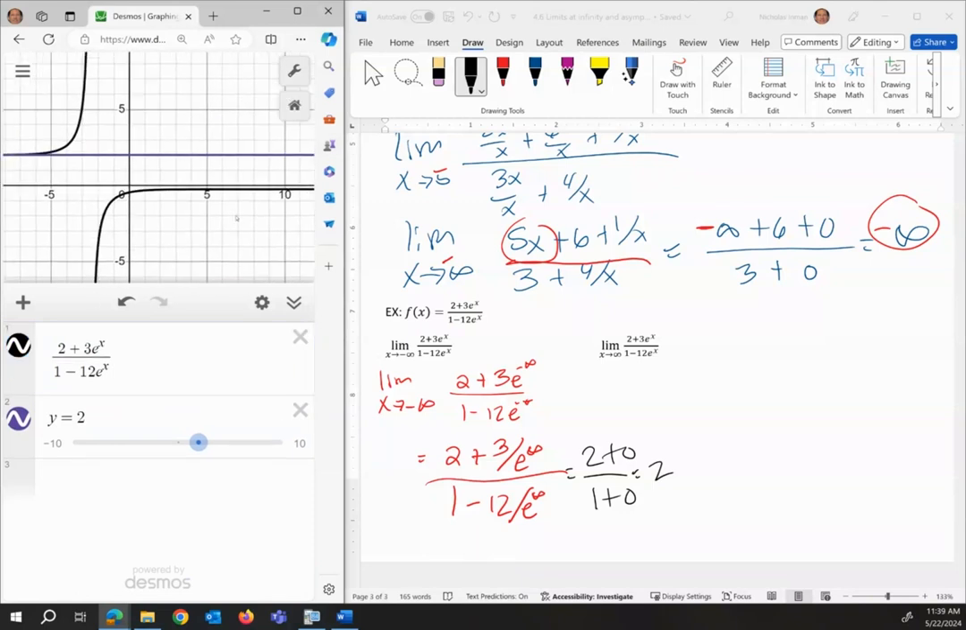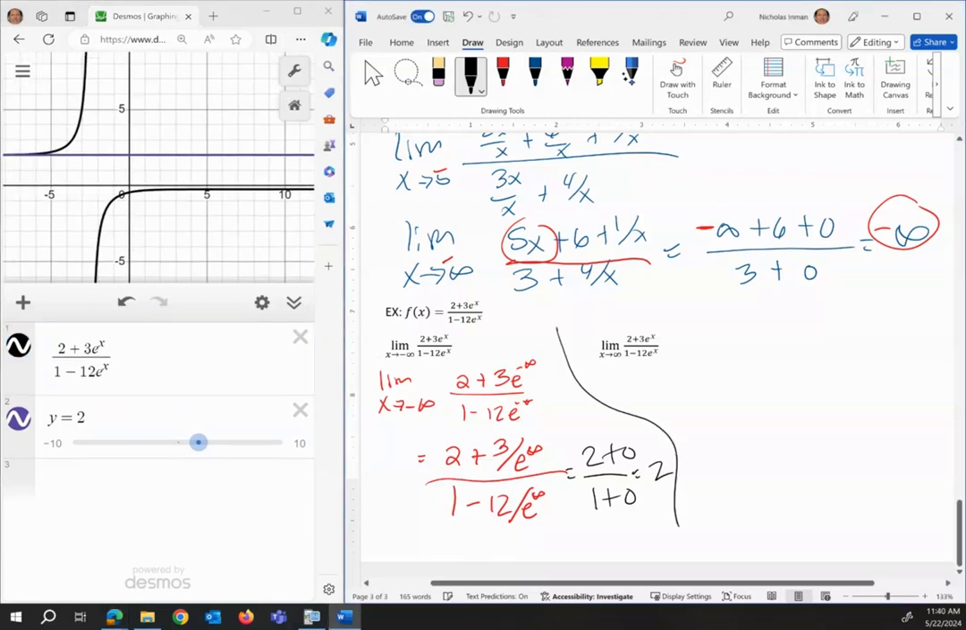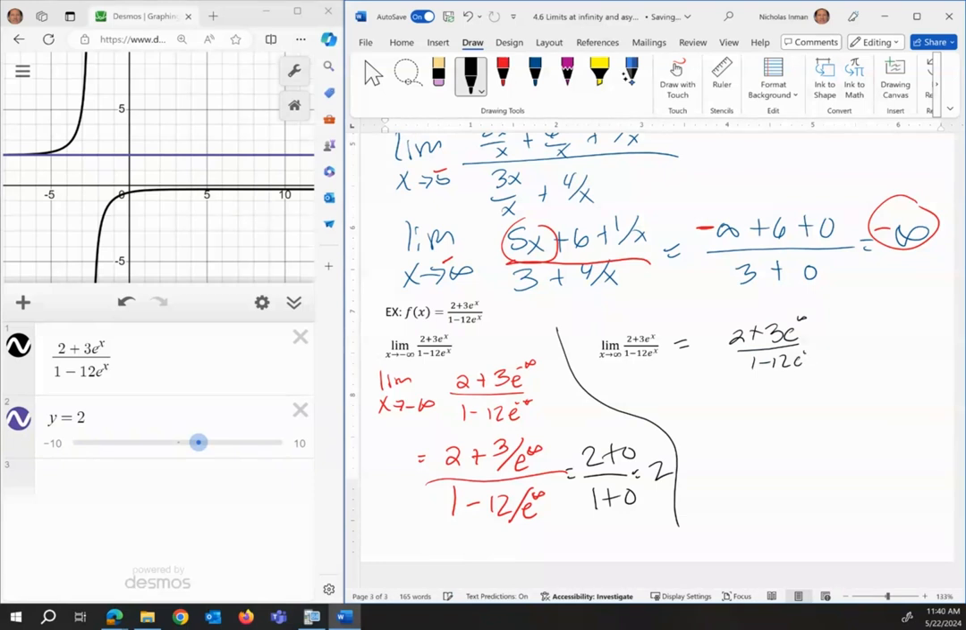Let's figure out what happens on the right-hand side as x goes to positive infinity. If you just try to plug in infinity, it would be 2 plus 3e to the infinity over 1 minus 12e to the infinity. That would be infinity divided by infinity. That's just not going to work. The top is getting big, the bottom's getting big. Doesn't quite work that well. So let's employ that method we've been doing. Let's divide by the highest power we have, which in this case is e to the x.